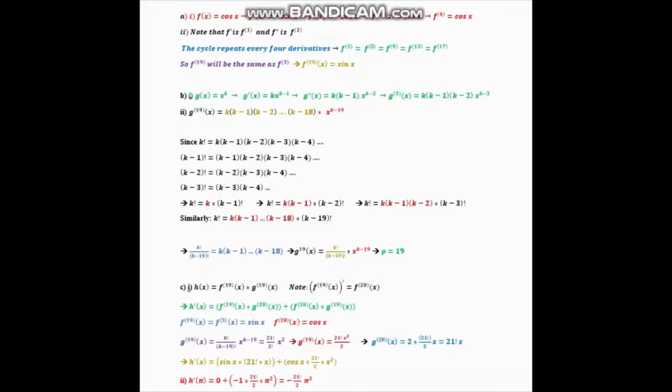So the second bracket is cosine pi. Cosine pi is negative 1. 21 factorial over 2 remains as it is. And x squared becomes pi squared. Hence my final answer is negative 21 factorial over 2 pi squared.